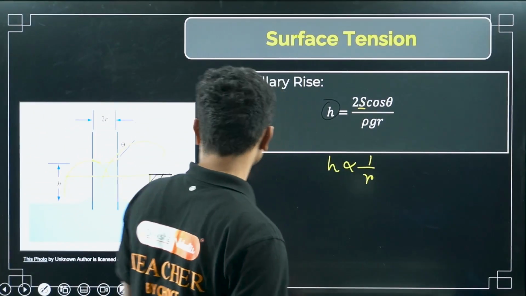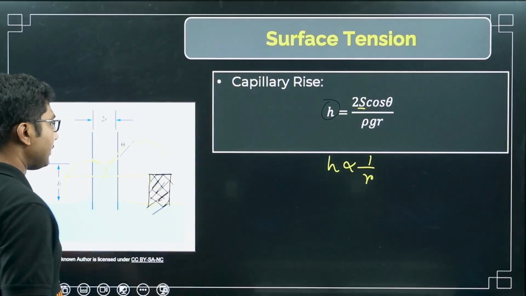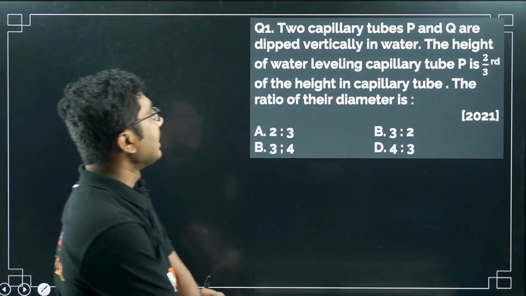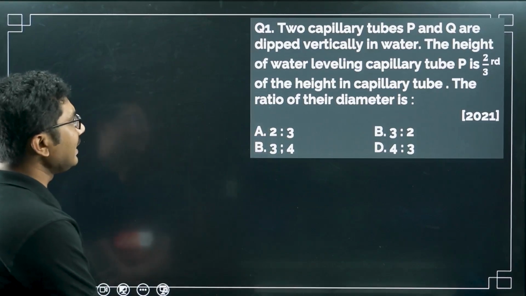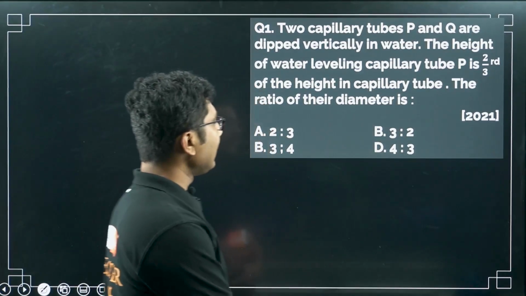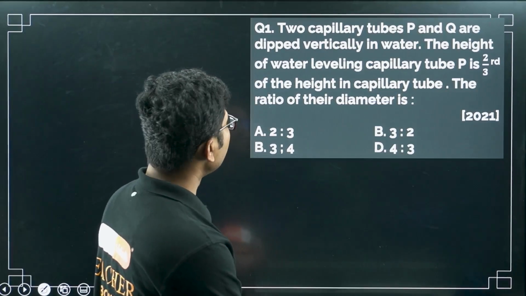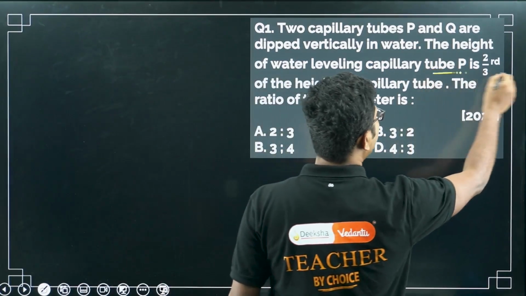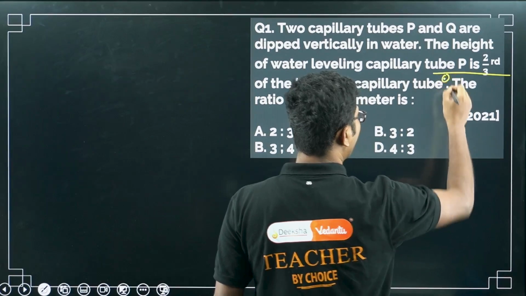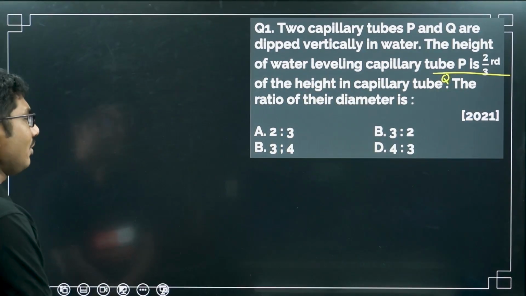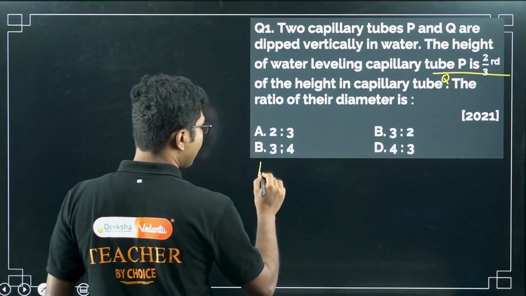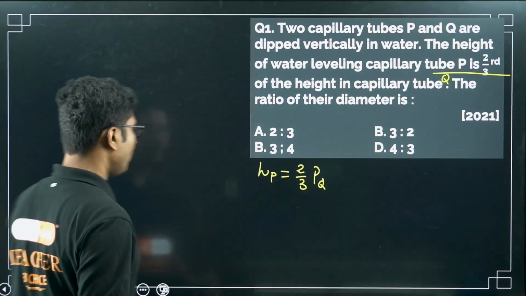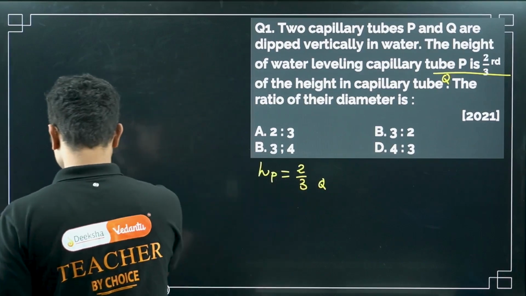Now this is just side knowledge that may be very handy for you. Let's look into the PYQs now. First PYQ: the capillary tubes P and Q are dipped vertically in water. The height of the water level in capillary tube P is 2/3 of the height in capillary tube Q. So you have to find the ratio of their diameters.